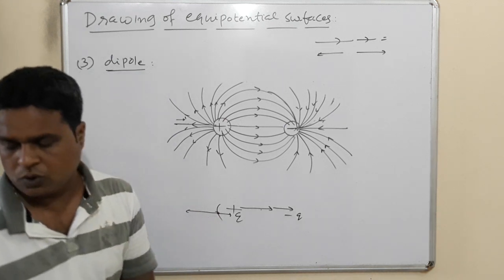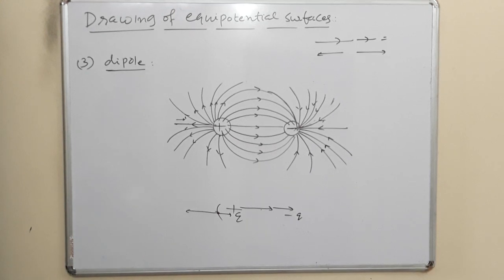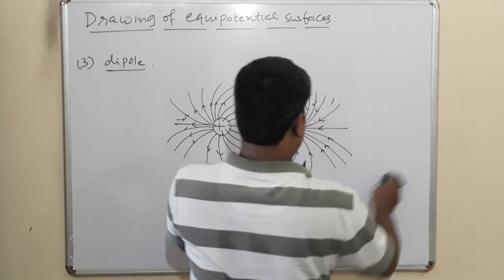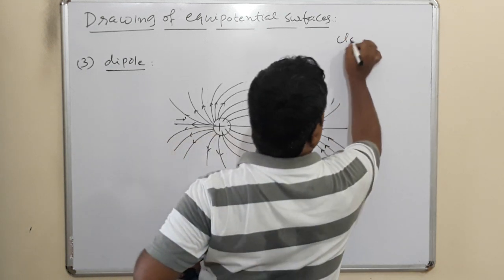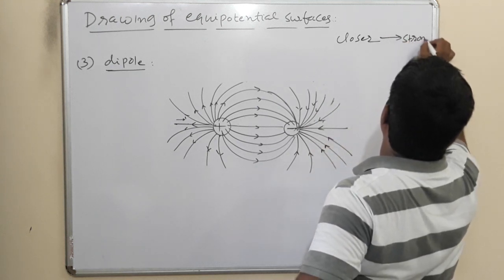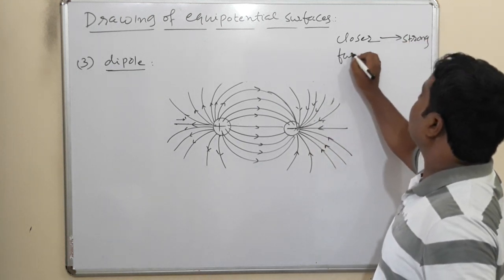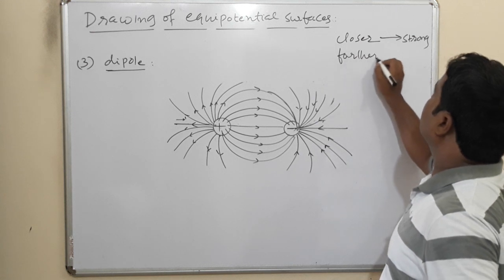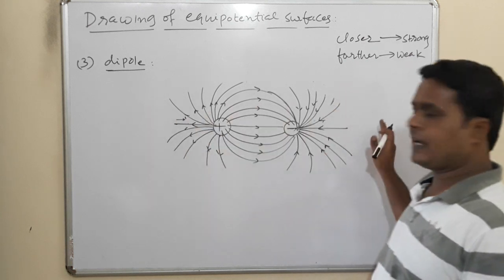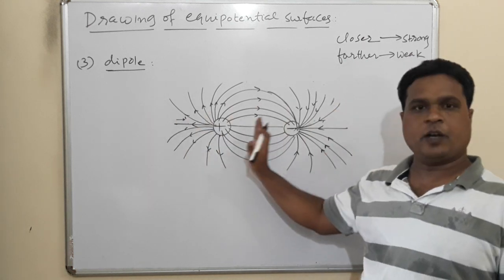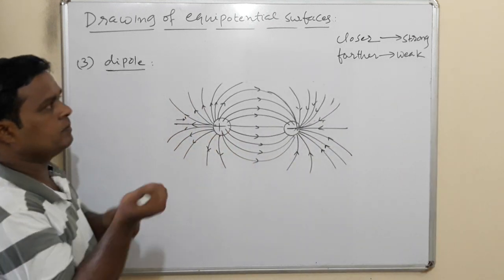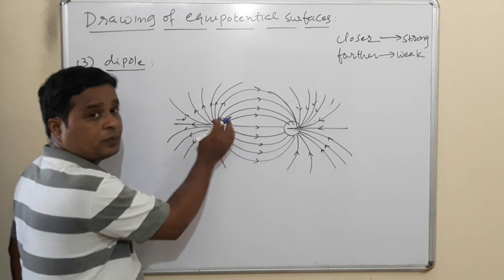Then I told you how equipotential surfaces can be drawn. When drawing the equipotential surfaces, equipotential surfaces will be closer in the region of strong field and further apart in the region of weak field. So this side and this side we have weak field and in between we have strong field. See how to draw the equipotential surfaces. Where the field is strong, they must be closer to each other.